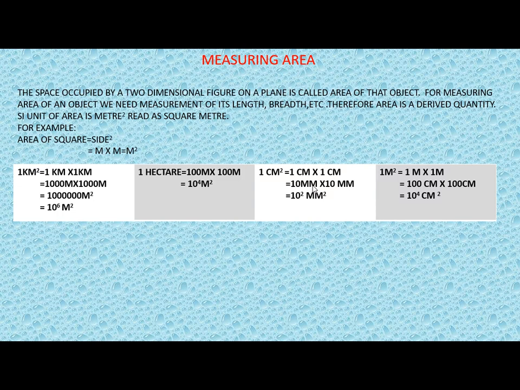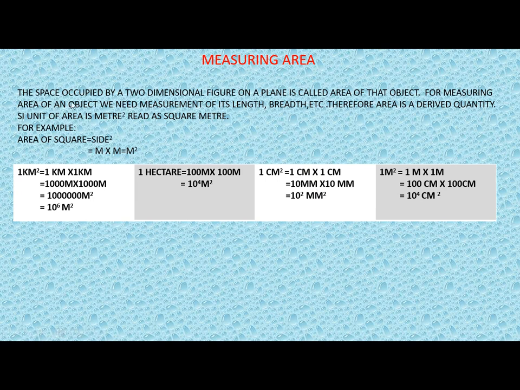Then our next topic is measuring area. So we have finished how to measure length, and we have covered some topics related to length. Now our next topic is measuring area. Now first of all, what is area? Area can be defined as the space occupied by a two-dimensional figure on a plane. This is called the area of that object.